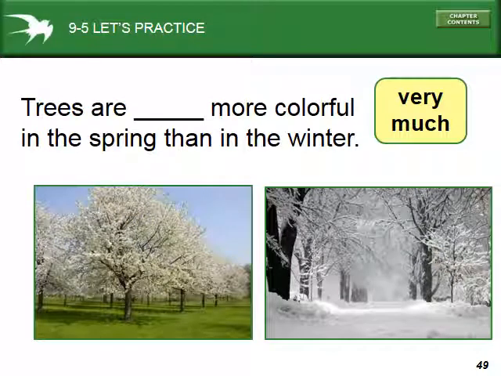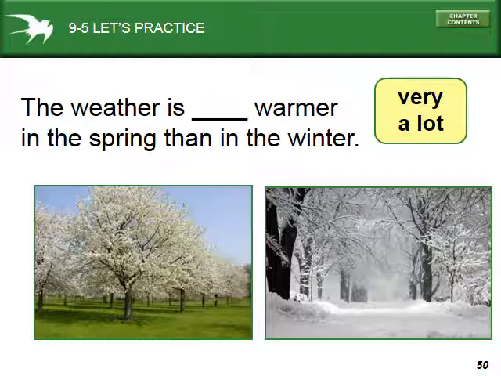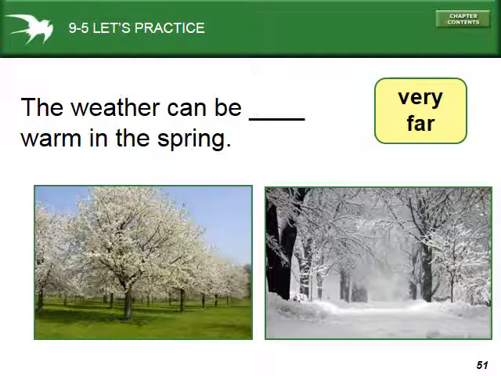So let's take a look at these ones. The trees are blank more colorful. If we look at more colorful, that's a comparative. So can we use very with a comparative? We can't. We have to use much. What about this one? The weather is blank warmer. Warmer is a comparative. So can we use very with it? We can't. We have to use a lot.